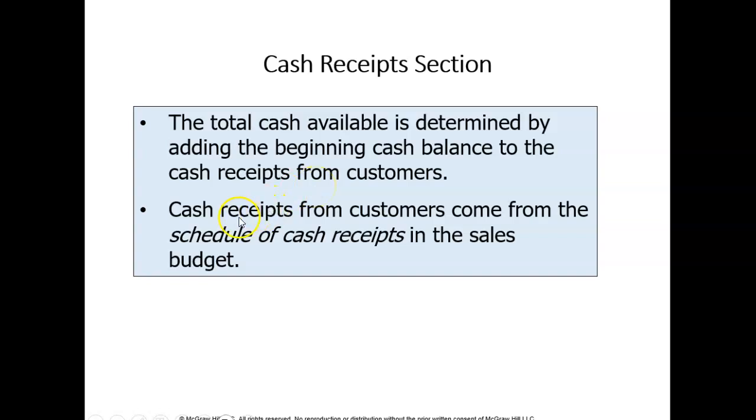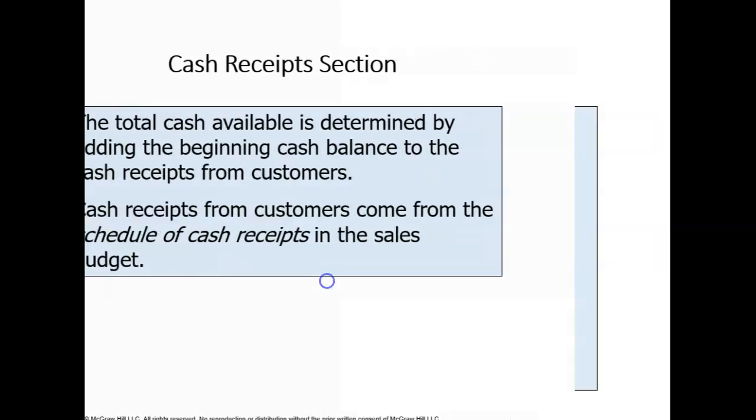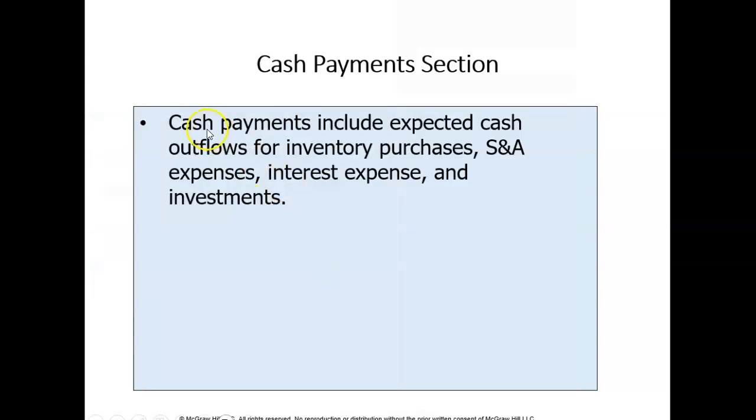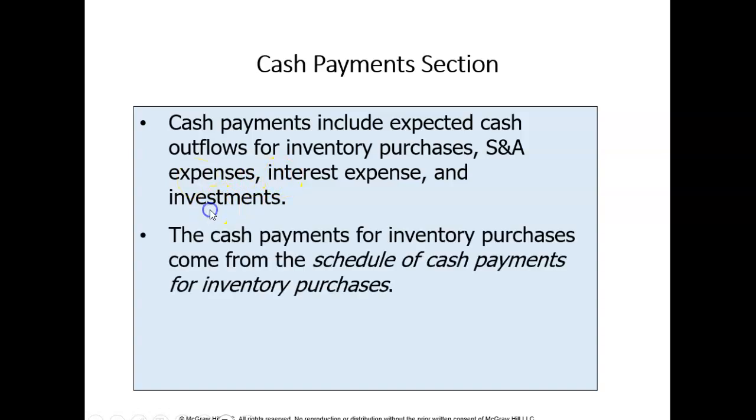So, of course, the cash received from customers came from our scheduled cash receipt and our sales budget. So you can see how all these budgets are working together. Data from one budget is required to prepare the next budget. Okay? The cash pay would include cash payment for inventory purchases, our selling admin expenses, any type of interest expense, along with any investments to be made by the actual company.